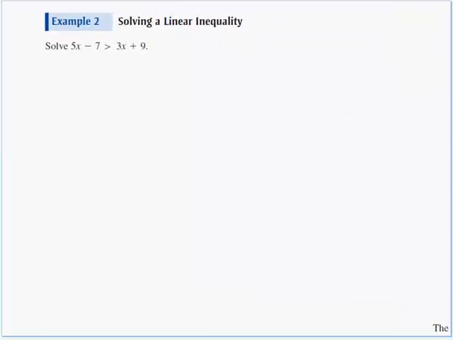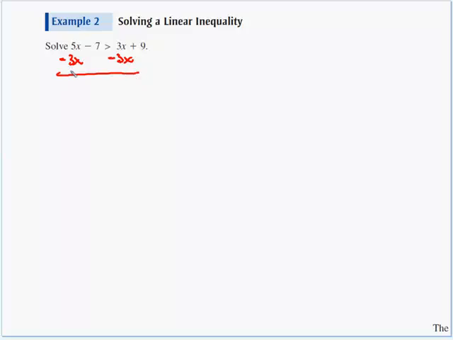So let's check out example 2. 5x minus 7 is greater than 3x plus 9. I want to get all my x's on one side. And since I got 5 of them over here and 3 of them over here, I think it's easier just to subtract 3x. It's also nice to have your variable on the left when you go to graph these.